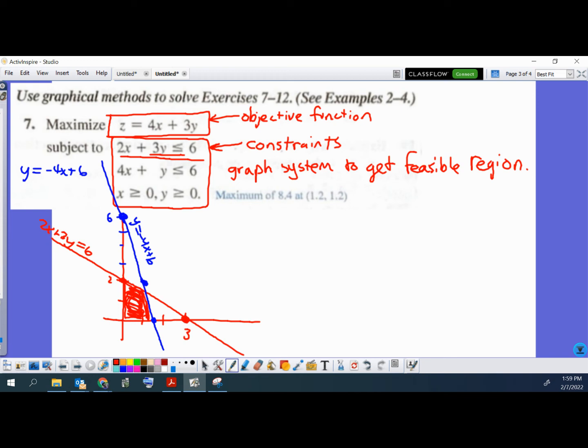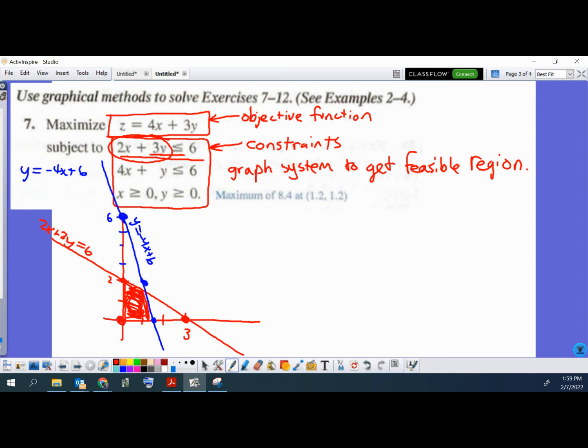Gosh, 0, 0 is right. Yeah, you can plug in 0, 0. And if you do, you get 0 is less than or equal to 6. Is that a true statement? Yes, right? So 0 should be on the shaded side.